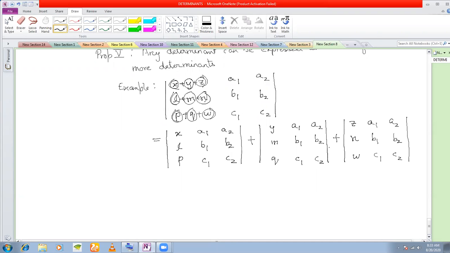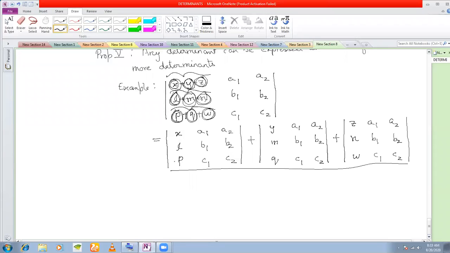Is it clear? Even if you have, say, x plus y plus z plus something, you can split it into four determinants. But remember, these have to be the same. There are three here, so this also has to be three in order to split into three determinants. If you are splitting into three determinants, then these must be three.